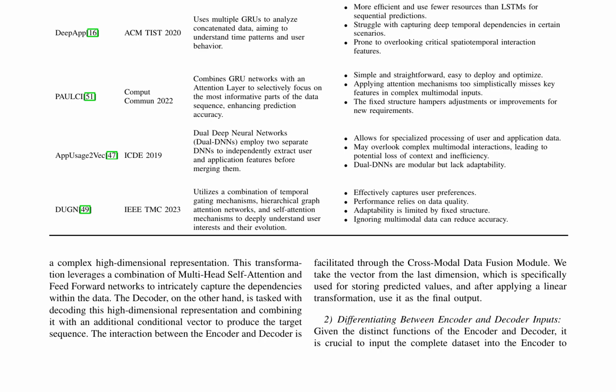The proposed feature extraction module addresses these limitations by adopting an encoder-decoder architecture, introducing attention mechanisms, and designing modular and replaceable feature extraction methods. The module leverages a combination of multi-head self-attention and feed-forward networks to capture dependencies within the data, and the interaction between the encoder and decoder is facilitated through the cross-modal data fusion module.